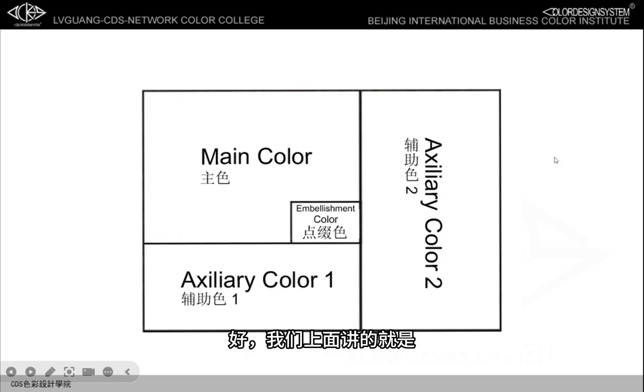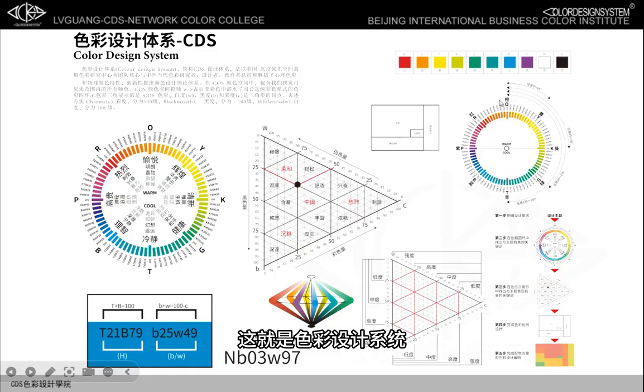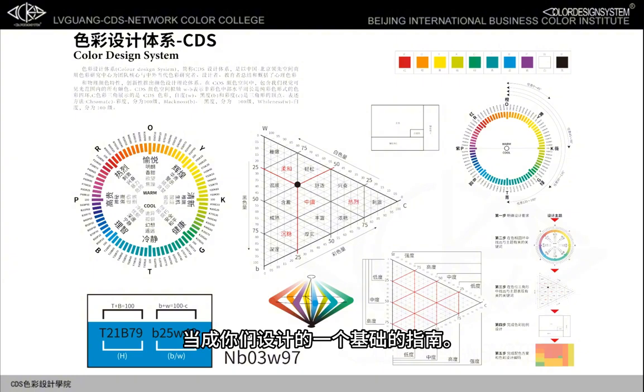Okay, so that's what we were talking about: the color language of color design. The 11 most important of these are its causes and characteristics. And then there's the color design system. The 3 main languages in the CDS system are hue language, chromatic bit language, and primary and secondary point language. This is a summary of the complete colors of CDS. If the designers are interested, you can copy it as a basic guide for your design.